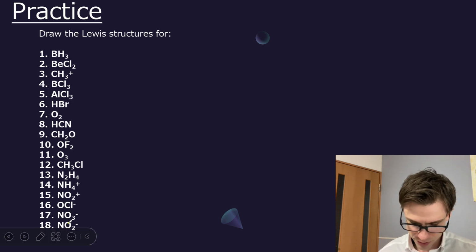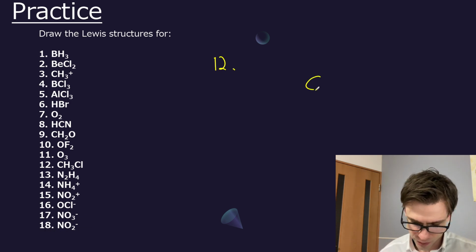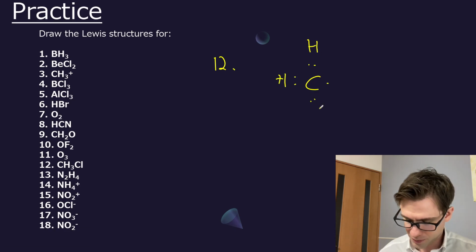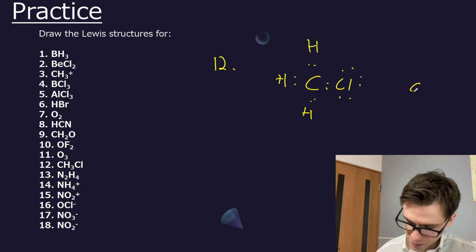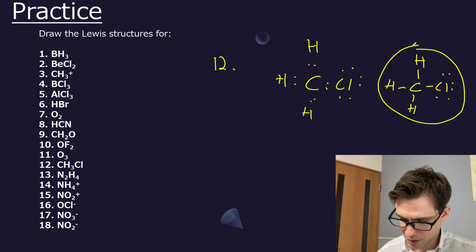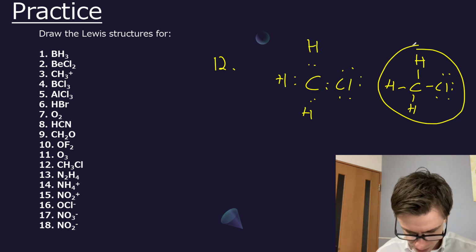CH3Cl. Again, I'll choose C in the middle. It can form 4 bonds. It's really not that difficult. We'll have 3 hydrogens come in, doesn't matter where: top, left, bottom, and then a chlorine comes in on the right. It has 3 lone pairs. So our final structure will look something like this. CH3Cl. Hydrogens have their helium shell, carbon has an octet, chlorine has an octet. Okay, 13.